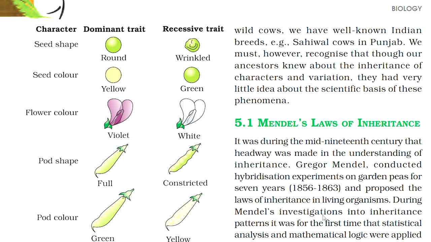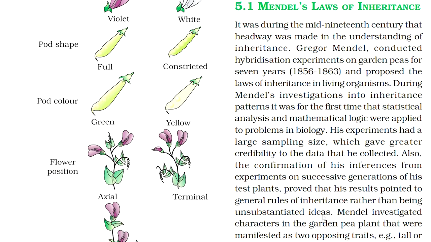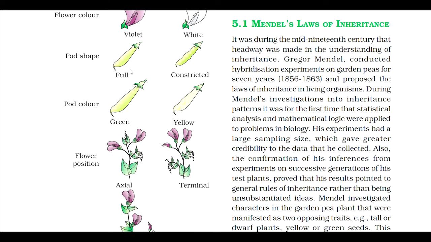in living organisms. During Mendel's investigation into the inheritance patterns, it was for the first time that statistical analysis and mathematical logic were applied to problems in biology. His experiments had a large sampling size, which gave greater credibility to the data that he collected. Also, the confirmation of his inferences from experiments on successive generations of his test plants proved that his results pointed to general rules of inheritance rather than being unsubstantiated ideas.